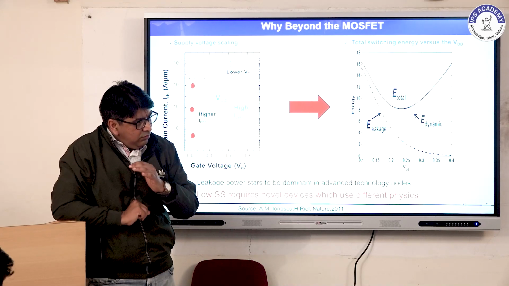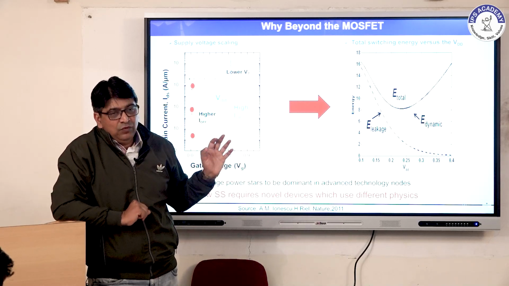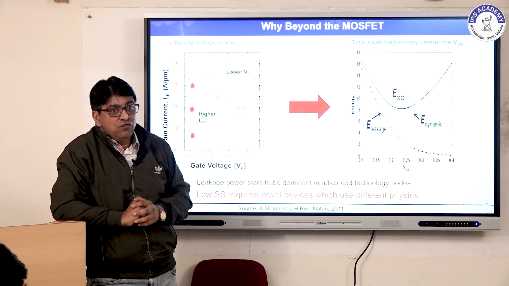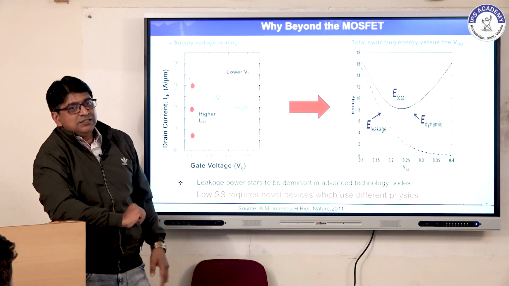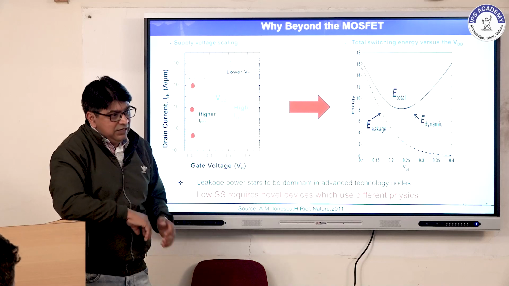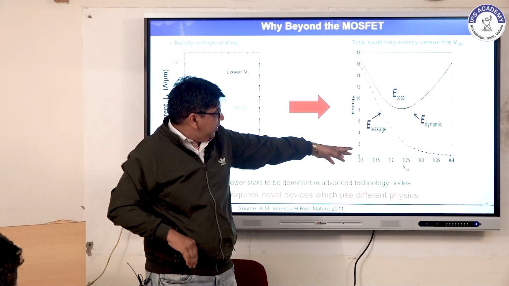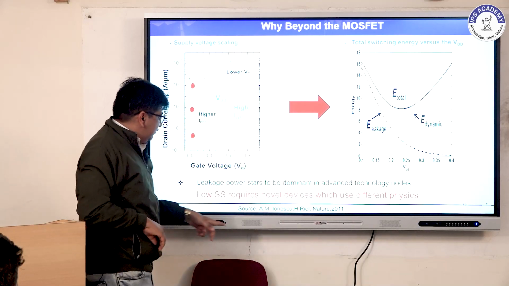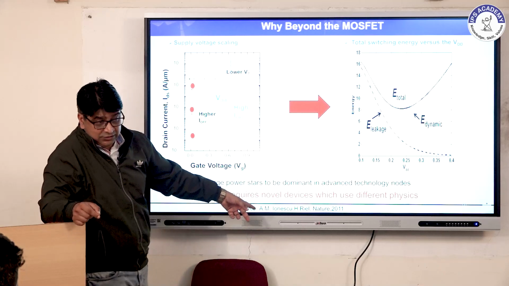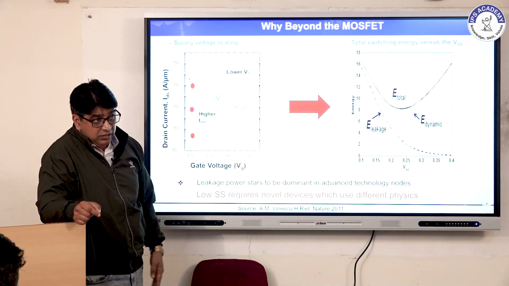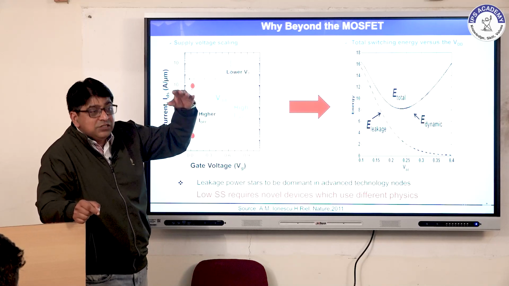But if you go below this one, if you want to scale down supply voltage, it will create a limitation, and we have to search for a new type of device, not only for the circuit aspect but also for biosensor and sensing applications. Okay, so alternative, yeah, you can see here I have taken this picture from a Nature article. They created a revolution in the system, and we started working on the tunnel FET. The tunnel FET is a device that will not have such a limitation.